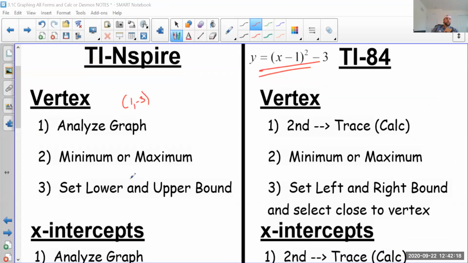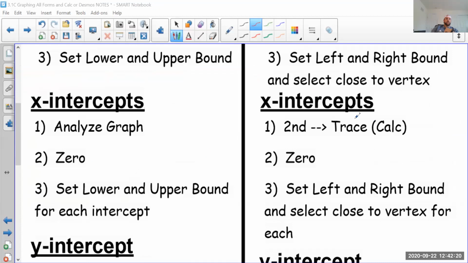Let's go back here. The next thing that it can do is find your x-intercepts. If you're using the Inspire, again, you go to Menu, Analyze Graph. Now, remember, yesterday we talked about x-intercepts being the same thing as zeros. A zero and an x-intercept are the same thing, and so our calculator knows the x-intercept as the zero. So you're going to hit Menu, Analyze Graph, Zero, and then you're going to set the lower and upper bound again.